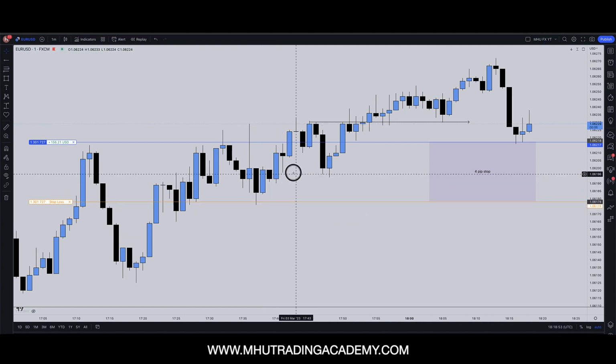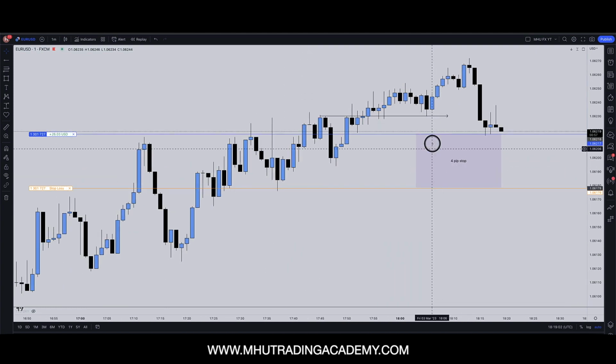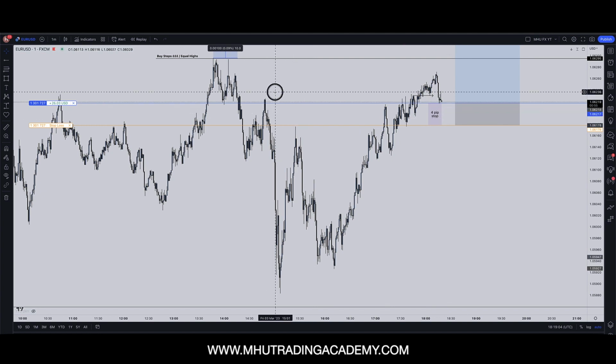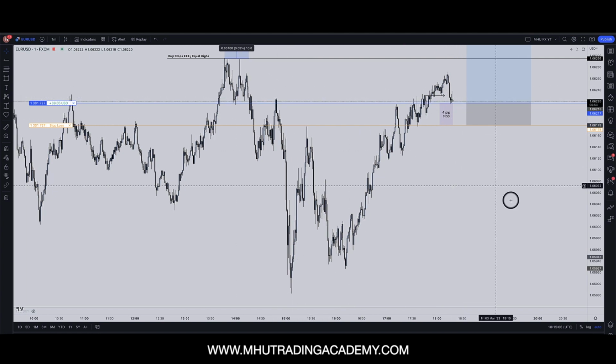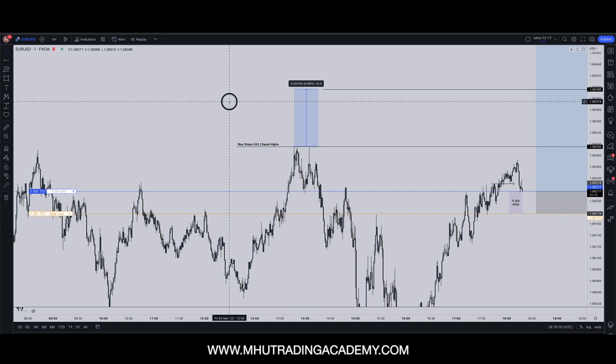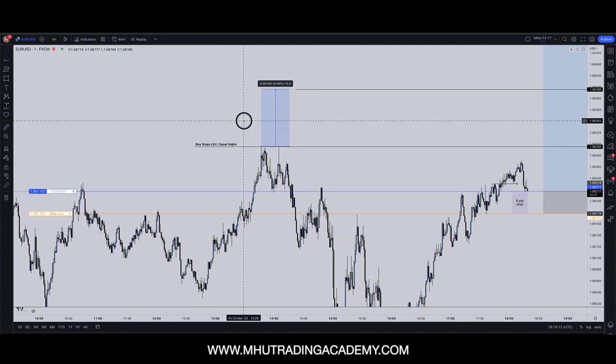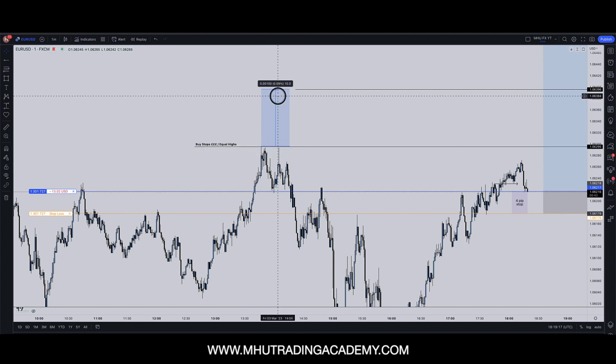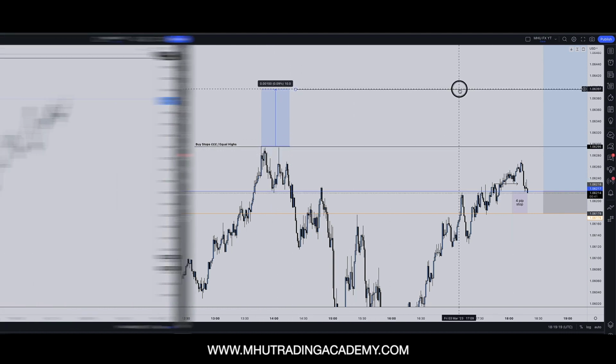Just to understand this though, the closer the stop is to your entry, obviously the riskier it is. 4 pip stop loss, and I'm looking to target those relative equal highs. And all I've done above these relative equal highs is measure up 10 pips above the high, because you know that there are going to be stop losses within 10 to 30 pips of these relative equal highs here. And so I've measured up 10 pips for where I want to take my TP.